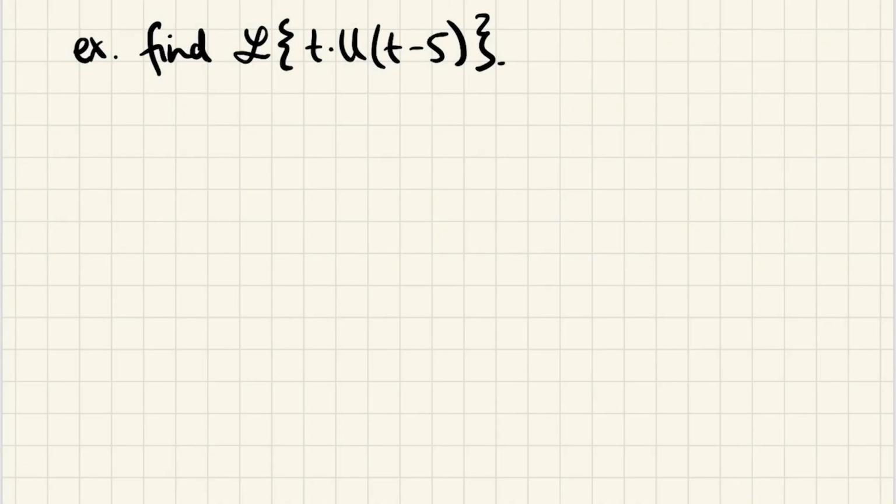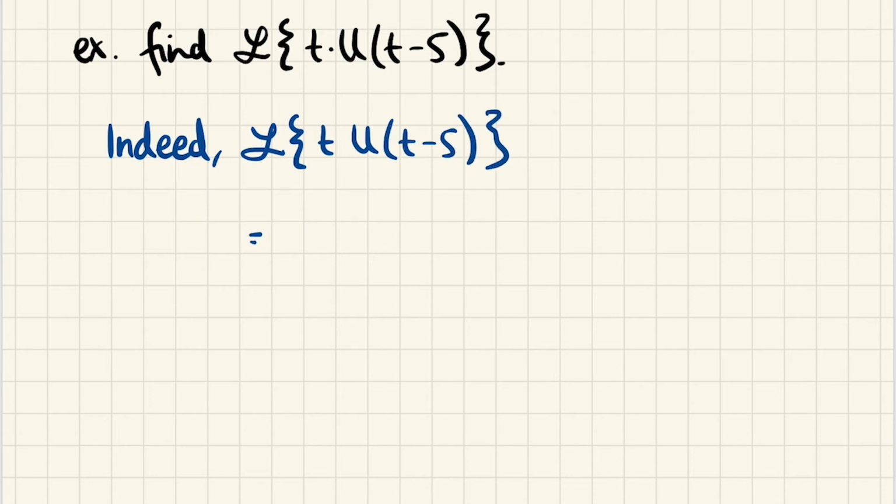Okay, here we seek the Laplace transform of t times the unit step function offset by 5. So what we want here is some sort of t minus 5 on this side. Okay, well we can create that. Indeed, this guy is equal to, so yeah, let's just kind of manufacture it here. We want t minus 5. But we need to keep it balanced, so let's add 5.